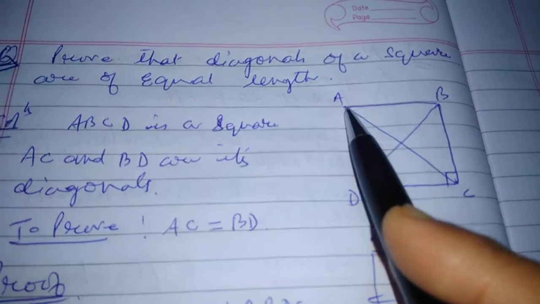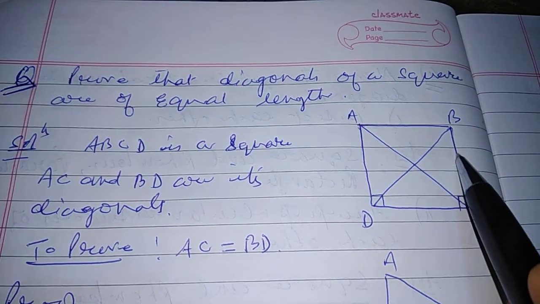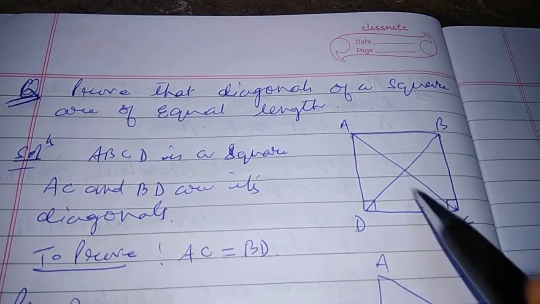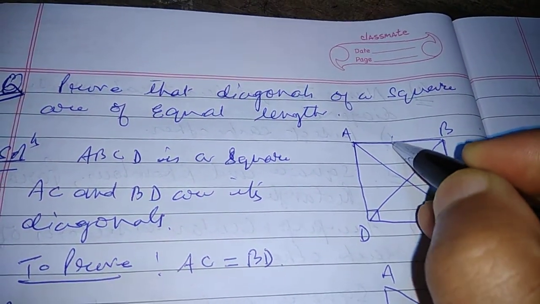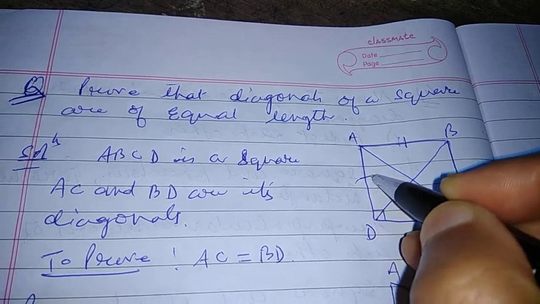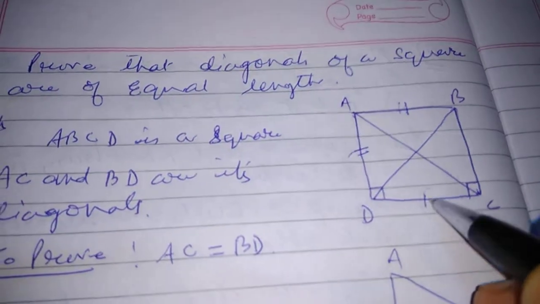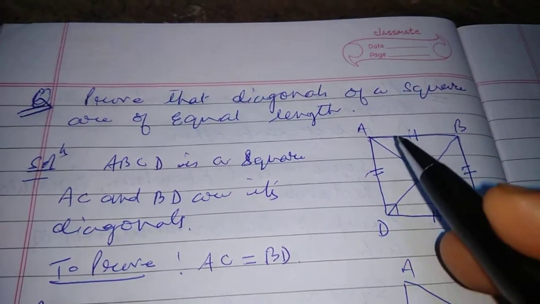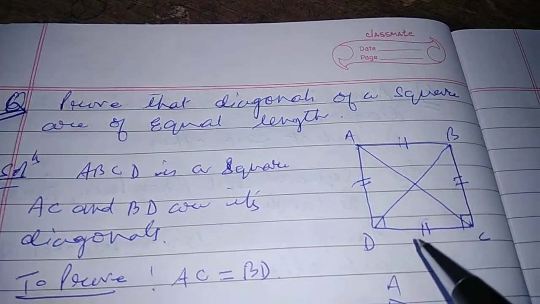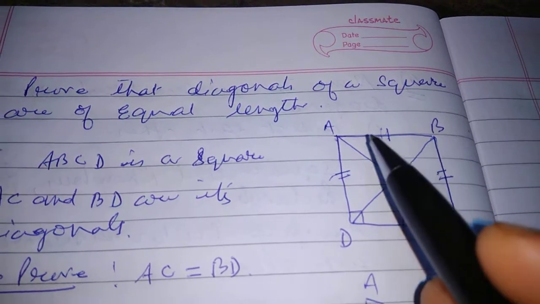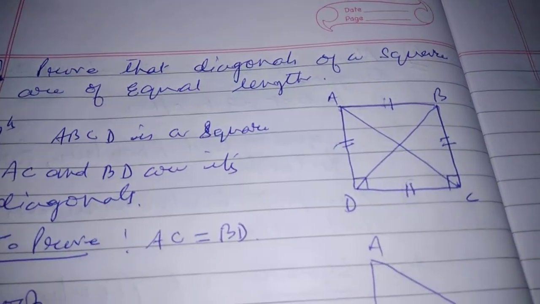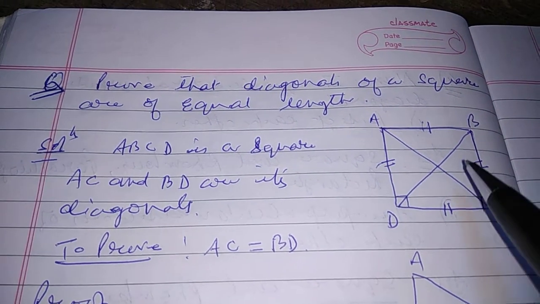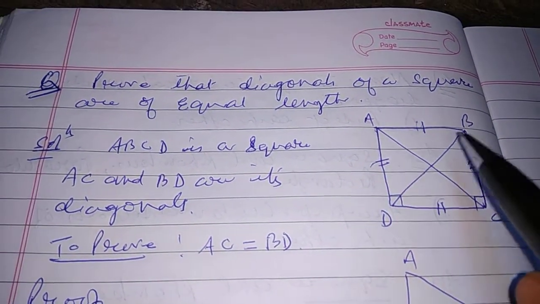I have given here one diagram, A, B, C, D, which is a square. You know that all the sides of a square are equal. AB is equal to AD is equal to DC, and this is equal to BC. In a square, all the four sides are equal. So when you draw the diagram of a square, you take your scale and measure the sides. All the sides should be equal. So this ABCD is a square.